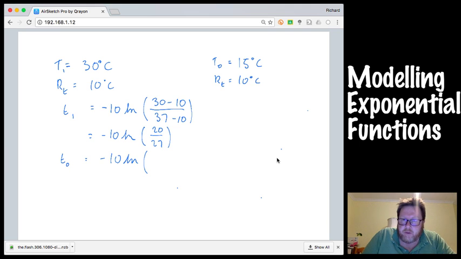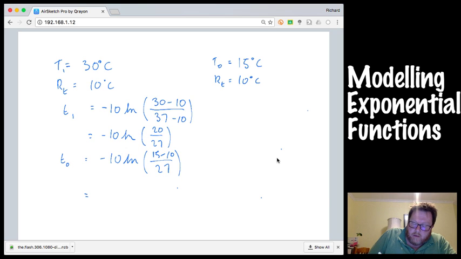Okay, so half of 30 is 15. So what have we got? We've got 15 minus 10 over 37 minus 10, which is 5 over 27. That gives us minus 10 times the natural logarithm of 5 over 27.